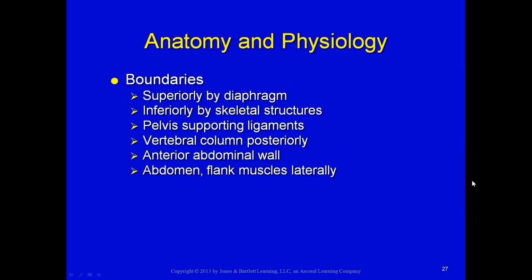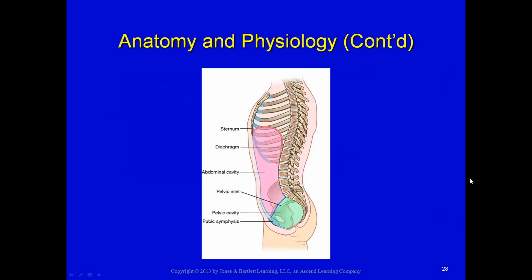The abdomen is bound superiorly by the diaphragm, inferiorly by the skeletal structures, and includes the pelvis and the supporting ligaments, the vertebral column posteriorly, and anteriorly you've got your abdominal wall muscles, and then the flank muscles laterally. So that makes up the cavity, which we call the abdomen.